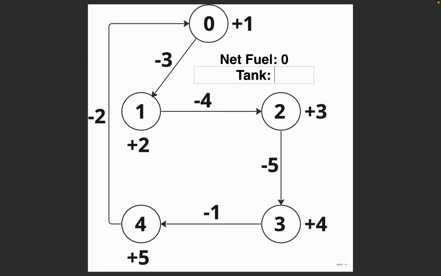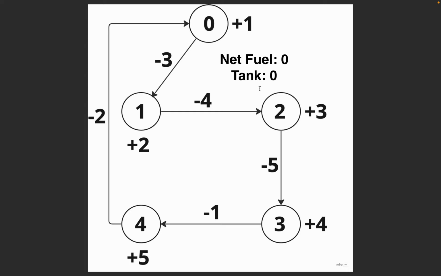I'm going to reset this tank variable, and we're going to consider an additional variable here called net fuel, which is also set to 0. What net fuel does is keep track of all the gas stations and their associated numbers. So for example, we add gas here with +1 and we subtract gas here with -3. All these terms are added together and put into this net fuel variable, and this is going to be important later. The difference between these two variables is that the tank is reset to 0 every time we restart our simulation process, but the net fuel variable is never reset.